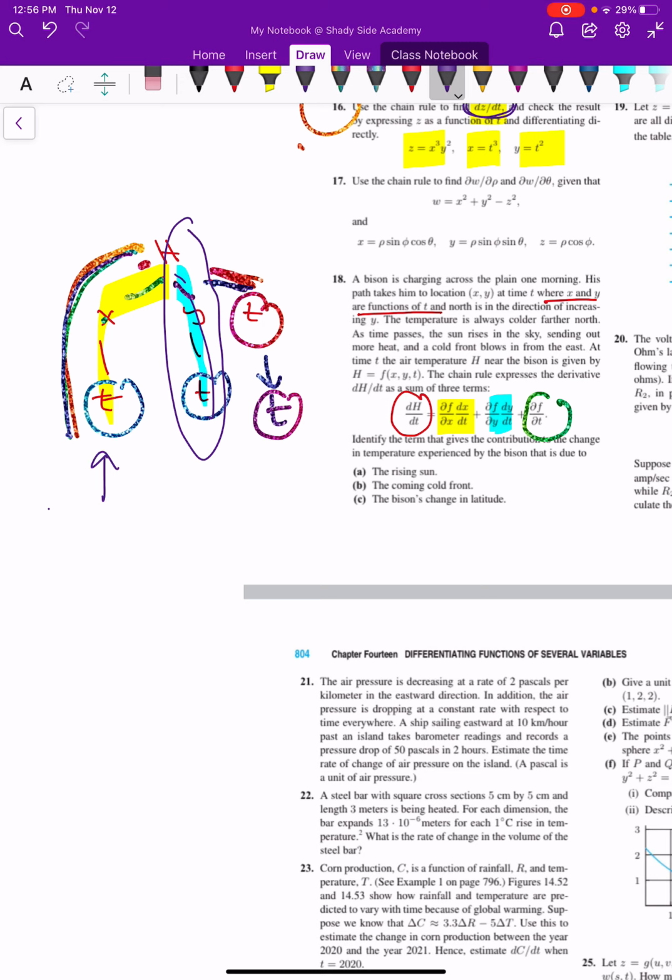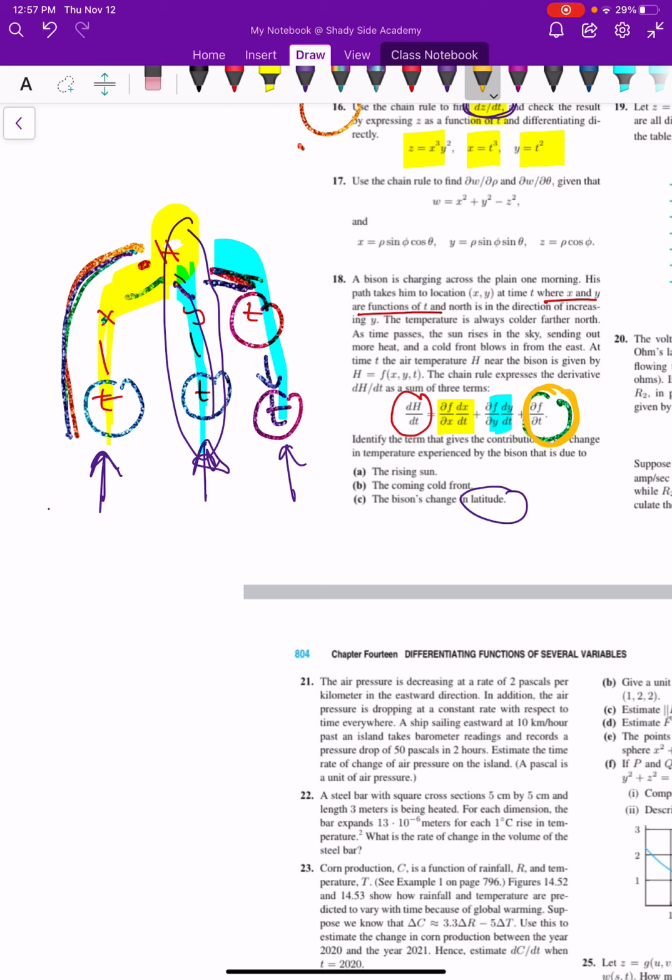So you've got the east-west, or I'm looking at this, I just caught this word latitude. The latitude movement of the bison, the longitude movement of the bison, and then we've got just the temperature by way of just time. So if you think about this, how is the air temperature changing as a function of its latitude movement? How is the air temperature changing for the bison as a function of its longitude movement? And then how is the bison's air temperature changing as just a function of time in general? Okay, well, the rising sun, there's a statement here. The sun says, as time passes, the sun rises in the sky, sending out more heat. Well, that to me is described by this term right here, the change in time.